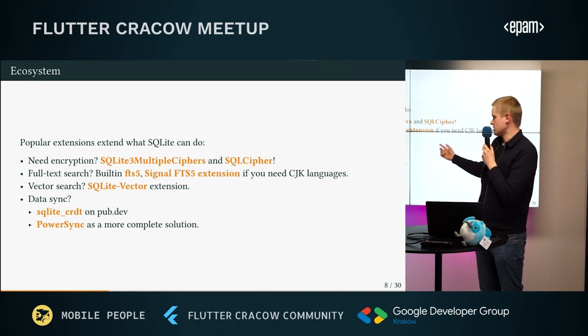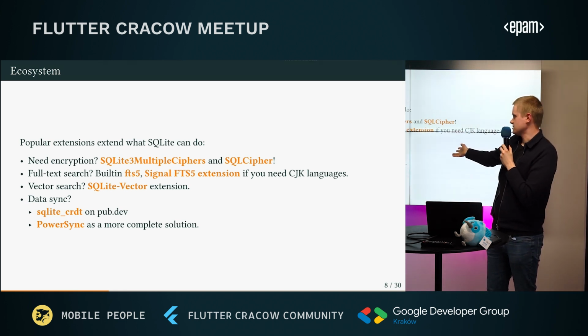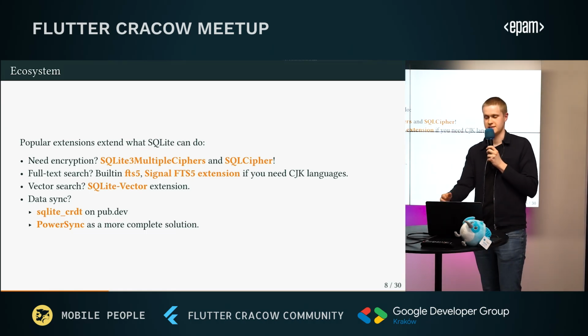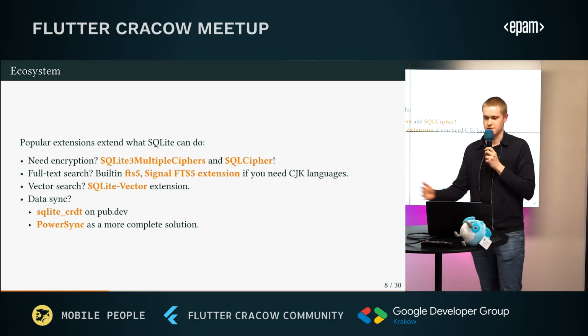If you want to use local embeddings and vector search, there's an extension for that, which is quite popular, and SQLite is also working on integrating that into the main databases, so that will get even better soon.